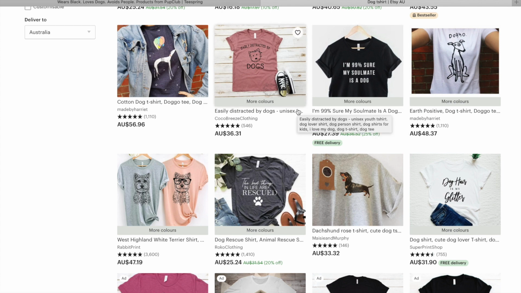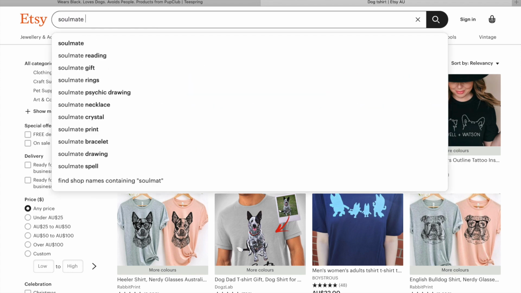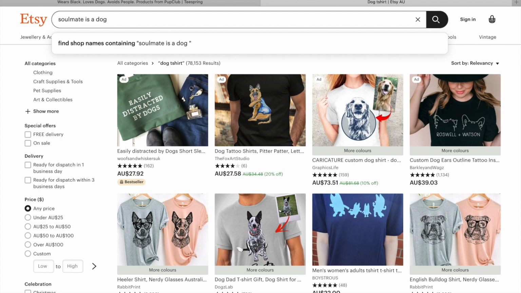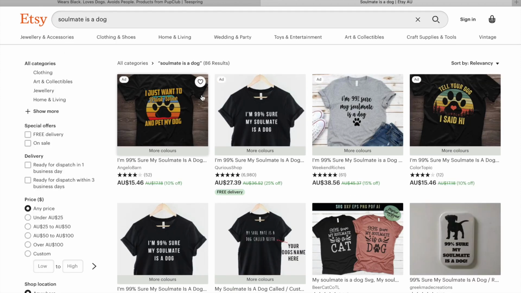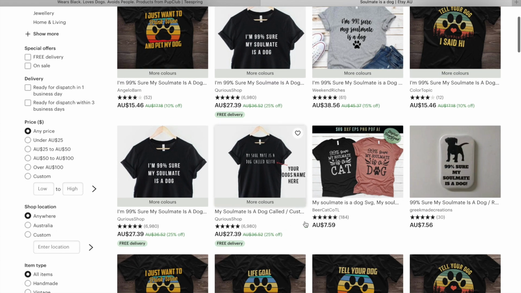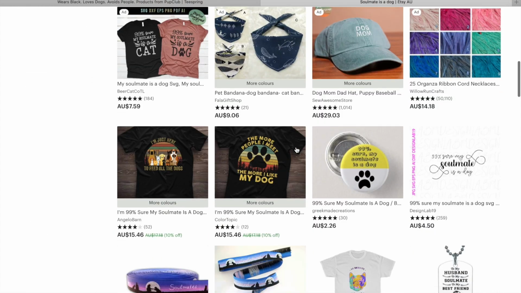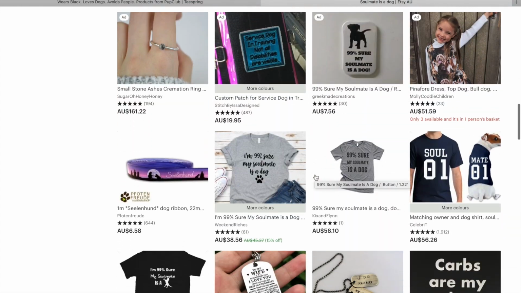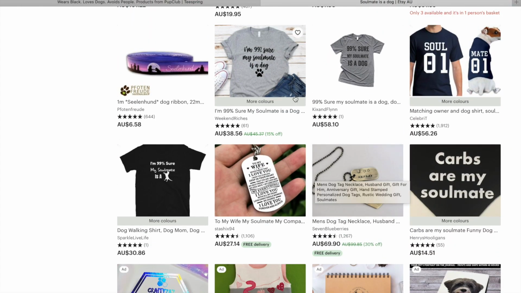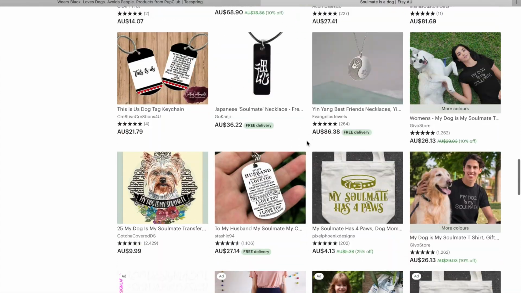So, I'm 99% sure my soulmate is a dog. If we just put in "soulmate is a dog", now it's going to bring up heaps of these things. Now we're going to see, are there other people doing well with it, or is that the same thing? It's going to show me a lot of different ones here. But really what I'm looking for is, is it just a one-off, or are other people making money from it? So here's another one. Then you just do your research that way and look through them all.